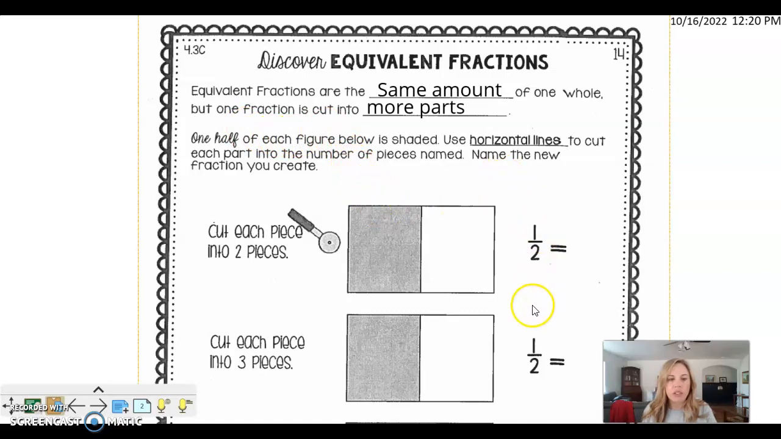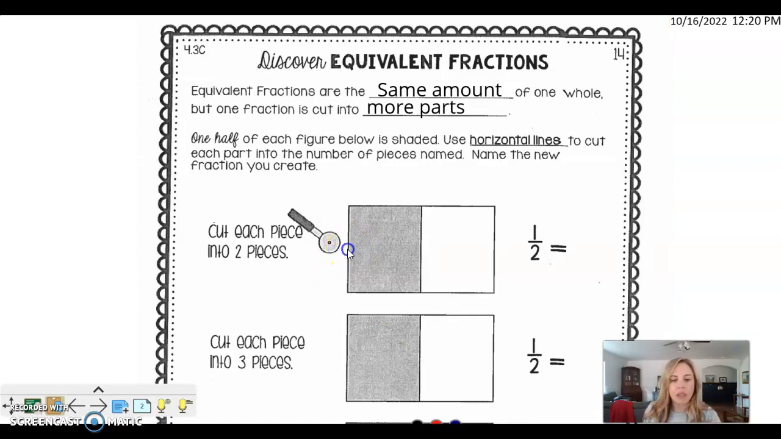You have several models of 1/2 below. It's a whole model, but 1/2 is shaded. We're going to use horizontal lines to cut each part into the number of pieces named, and then we'll name the new fraction that we created. Okay, so in our first step, we need to cut each piece into 2 more pieces. Remember, a horizontal line is this direction.